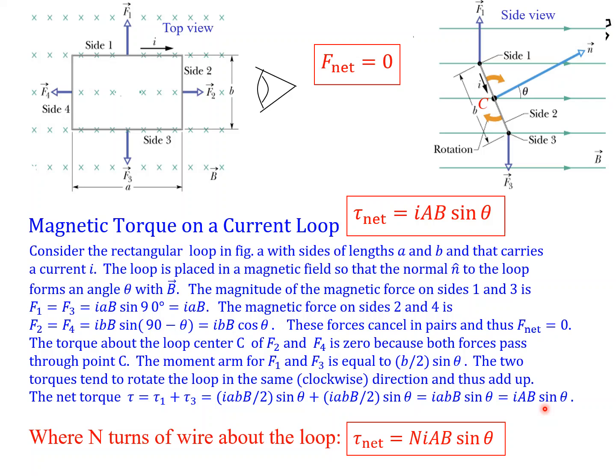Well, that's just for one loop of wire. If we continue to loop the wire around and around and around, in the same circuit now, supplied by the same battery, so we had capital N loops, then we'd get N times the torque. So this would be relating to a motor then.